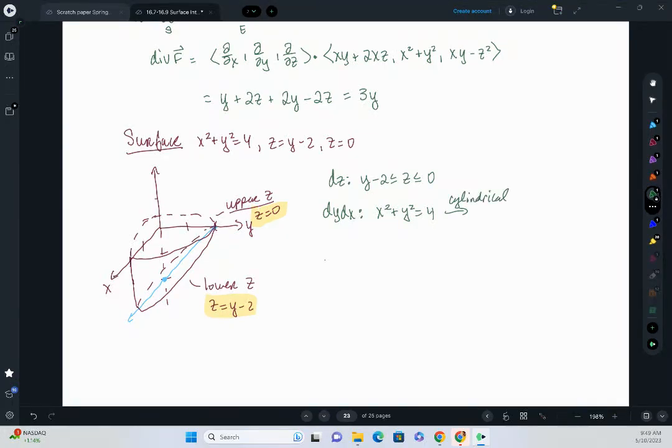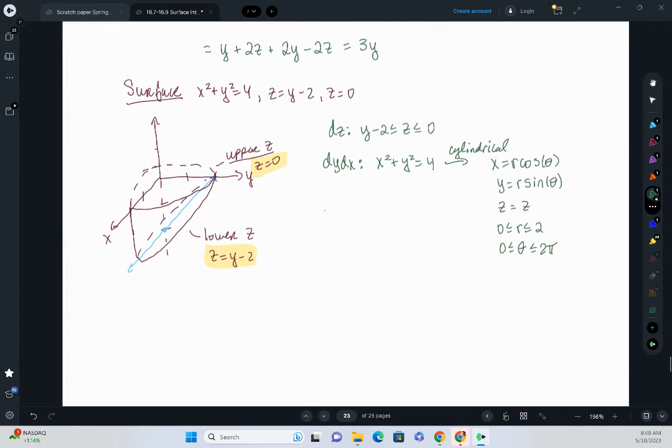So for cylindrical, we would end up with x equals r cosine theta, y equals r sine theta, and z would go ahead and be z itself. And then we would have, since it's x squared plus y squared equals 4, r going from 0 to 2 and theta going from 0 to 2 pi. Okay.